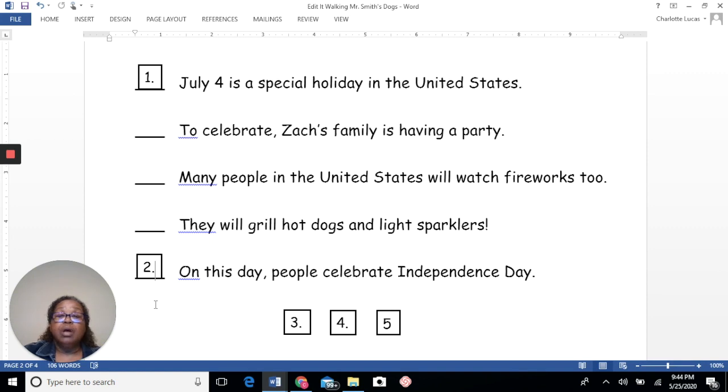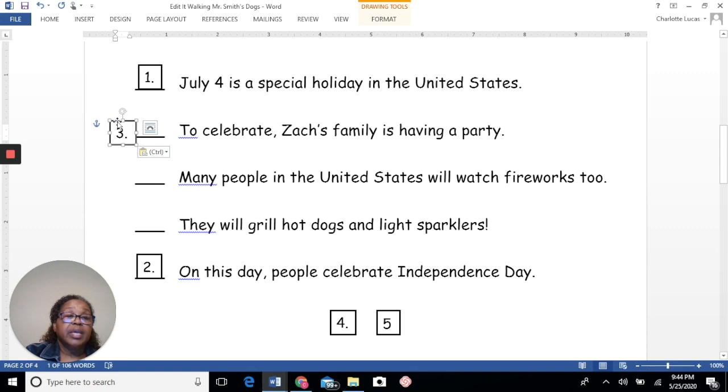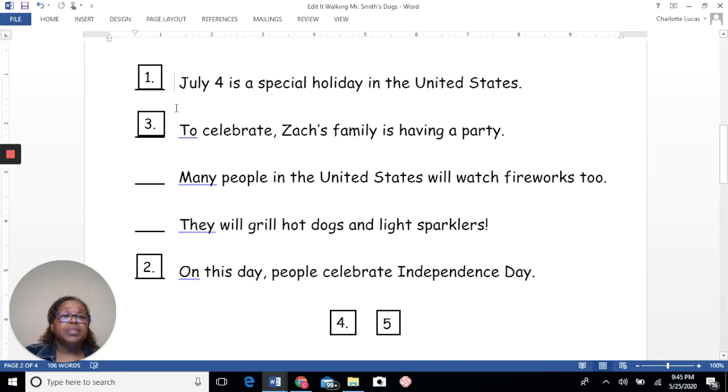All right, so now we've got a good first sentence and a good second sentence. July 4th is a special holiday in the United States. On this day, many people celebrate Independence Day. To celebrate, Jack's family is having a party. Well, I think that's a good third sentence. I think it is. So let's put that there. It really makes good sense. So let's move this and make this sentence number 3. And let's read and see how it sounds. Let's see if it makes sense.